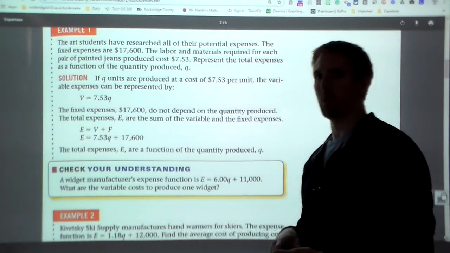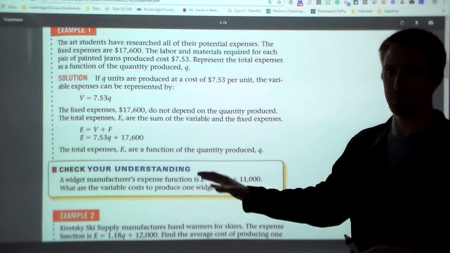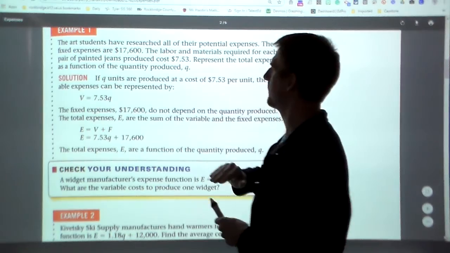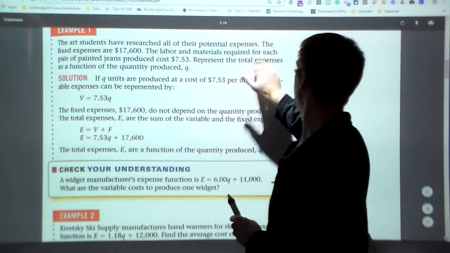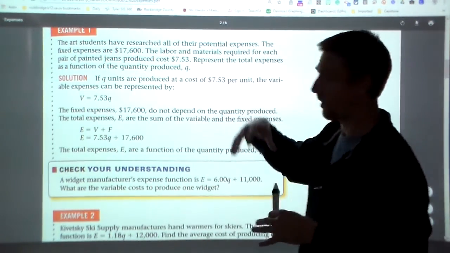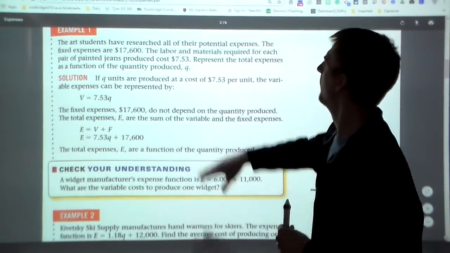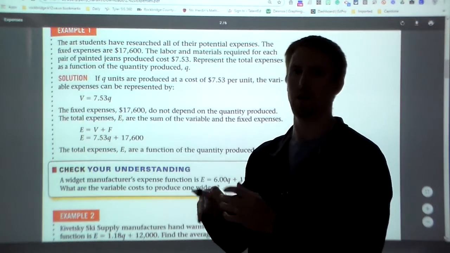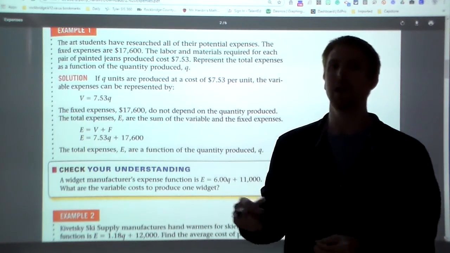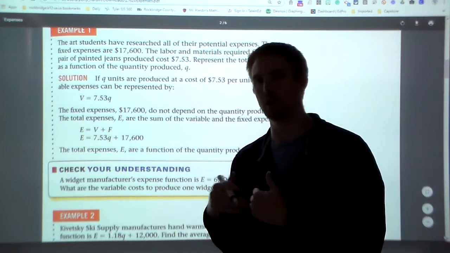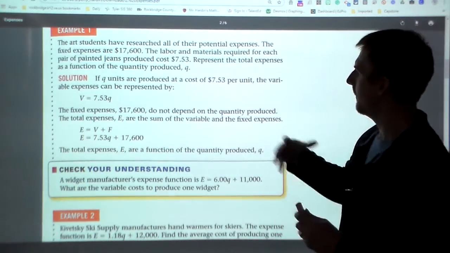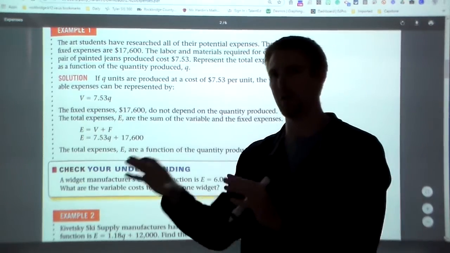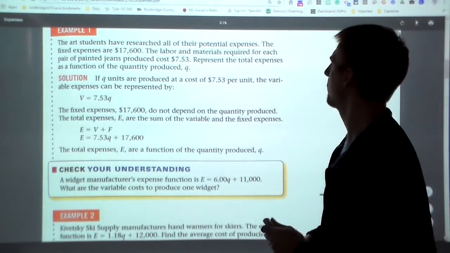I'm going to hit the highlights of example 1. You can read it on your own. I would read it first before you watch me talk about it. It says the fixed expenses are $17,600 and one pair of jeans, the cost for these students to make them, $7.53. And when you get to your project, you're going to have to figure out all the expenses that go into something and then figure out how much on average it costs you to make one item. But they've already done all this for us, and it costs these students $7.53 by the time they buy all their materials to make one pair of jeans.